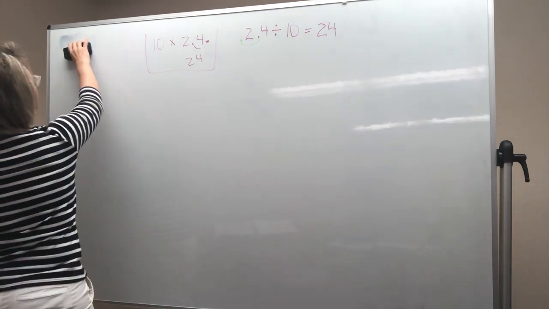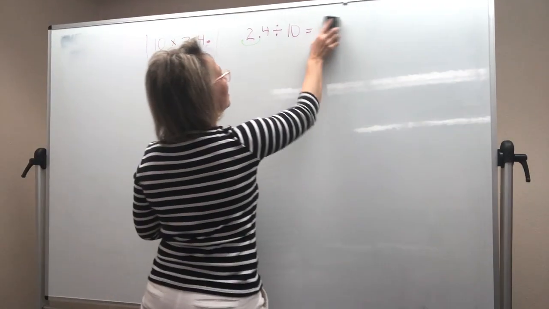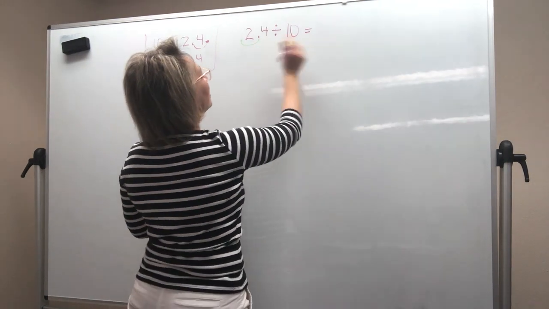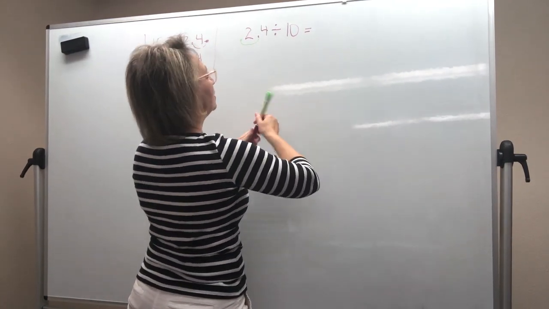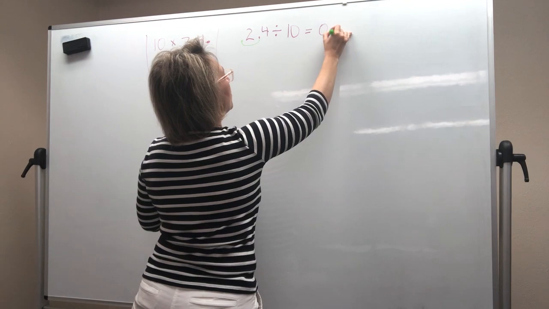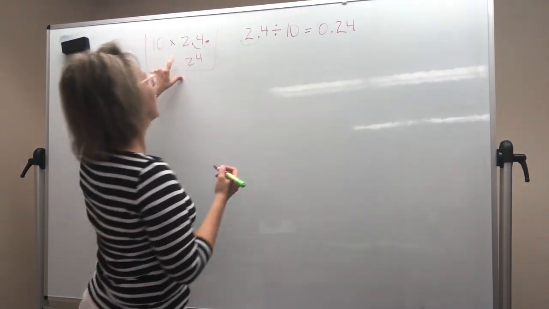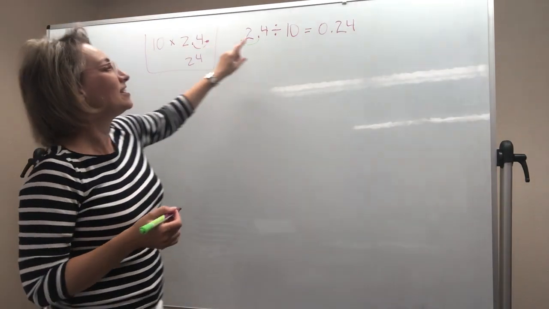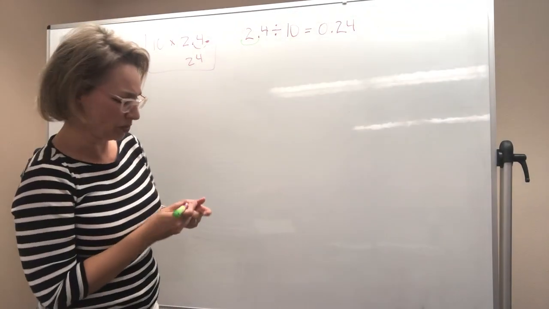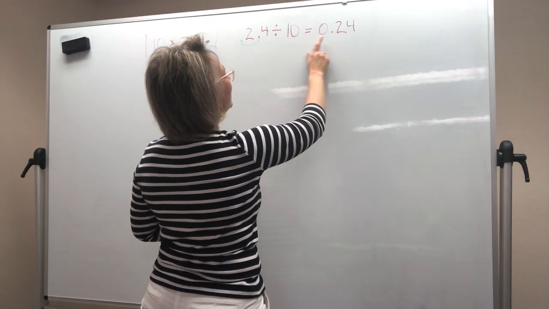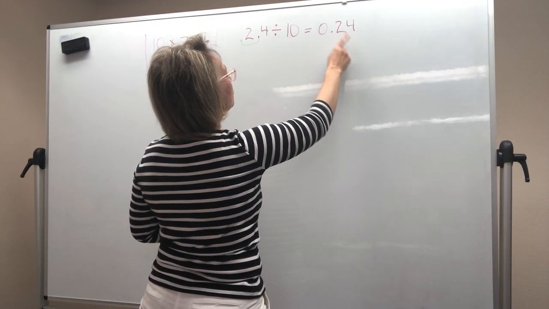Okay, let me erase this. Not 24, I went the wrong way. This is why we need to write things out. It's 0.24, 24 hundredths. My answer to the multiplication one was 24. The division one, it gets smaller because when we divide, we have smaller pieces. So 2.4 divided by 10 is 0.24.